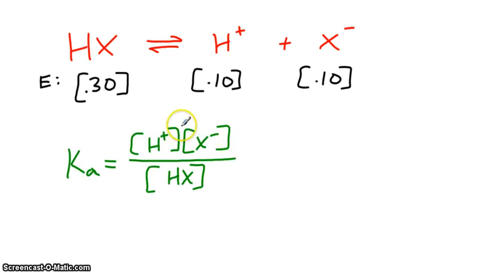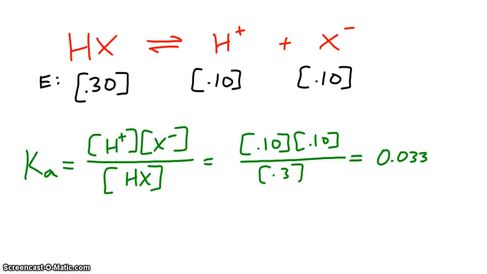Writing a Ka expression for this chemical reaction, substituting in the equilibrium concentrations, you can then calculate for Ka. Substituting in and calculating, you should be able to determine that the Ka for the weak acid HX is 0.033.